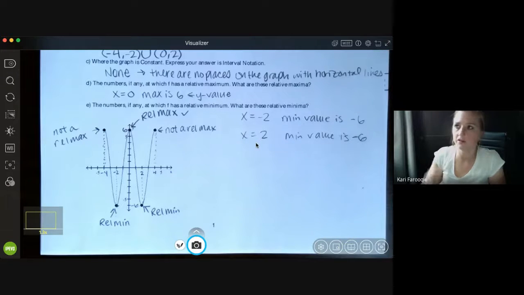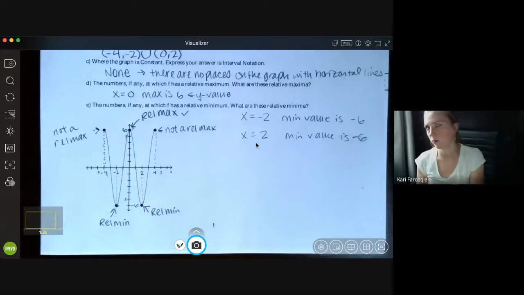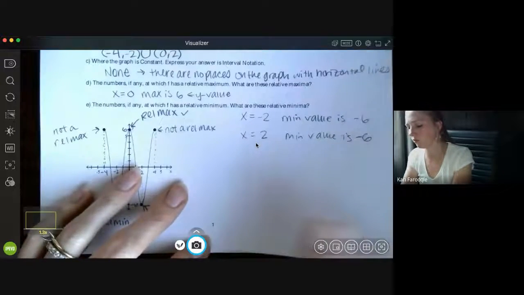Same with the max. As long as you have this top of the hill, you can have more than one, and they can all have different y values. Before I move on, I want to make sure that there aren't any questions about the relative minimum or maximum points. By the way, maxima, minima are just plural for maximum, minimum. You'll see both of them used throughout.